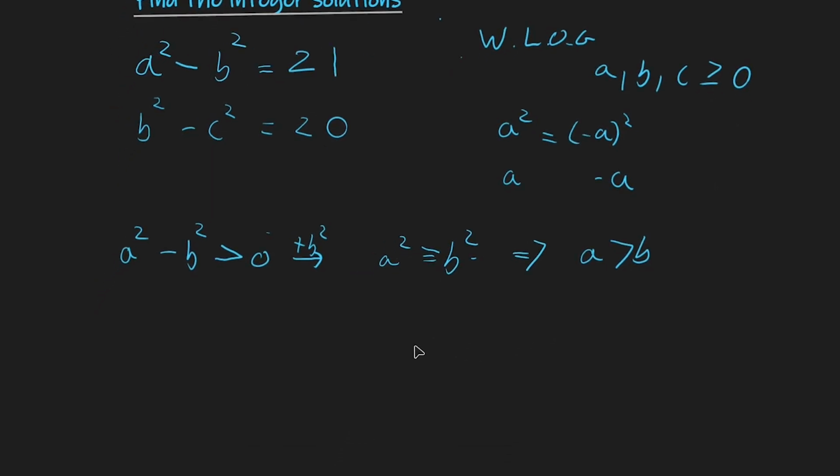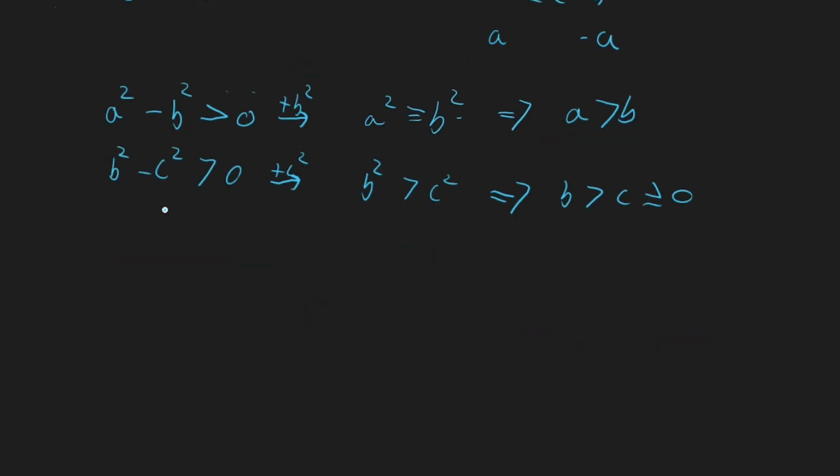Okay, and if we look at b squared minus c squared, we can see that it's greater than 0 as well. More specifically, it's 20, and that's greater than 0. If we add c squared on both sides, then we get b squared greater than c squared. And again, we have positive numbers, so we know that b is greater than c, which is greater than or equal to 0.